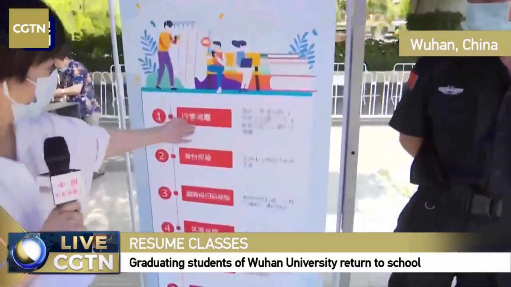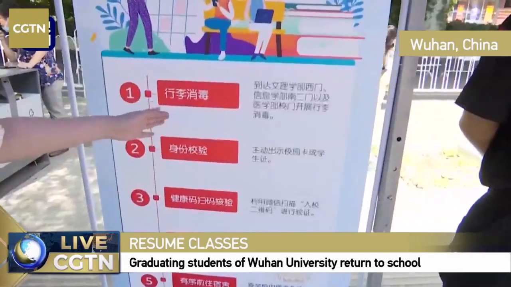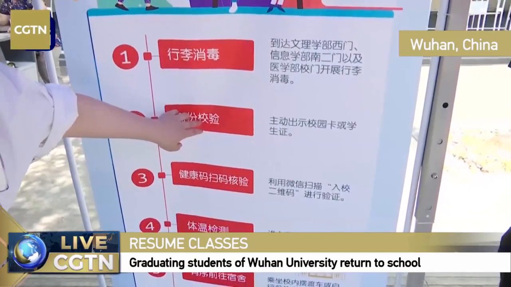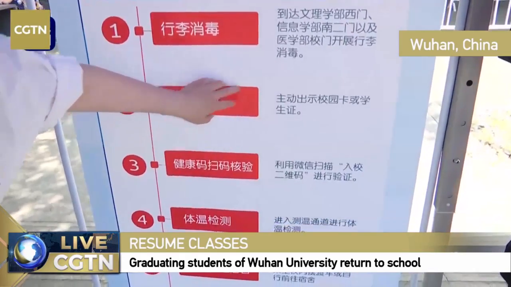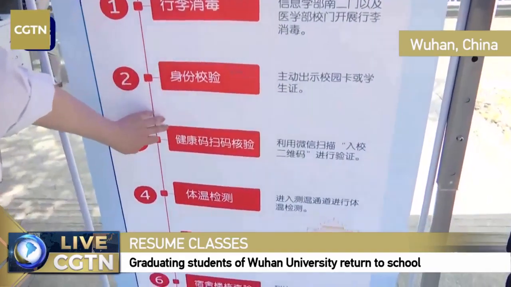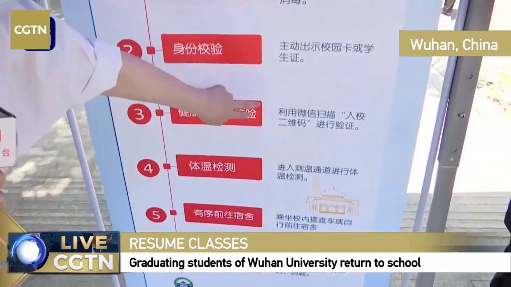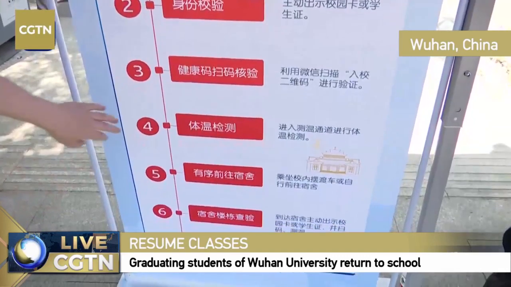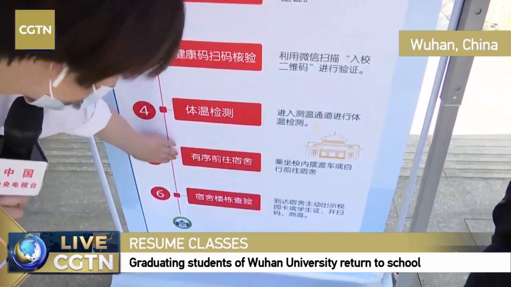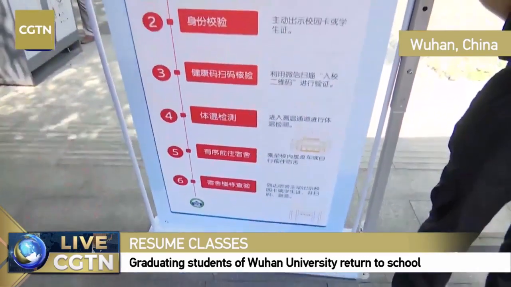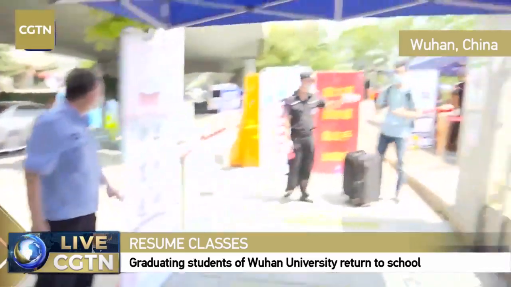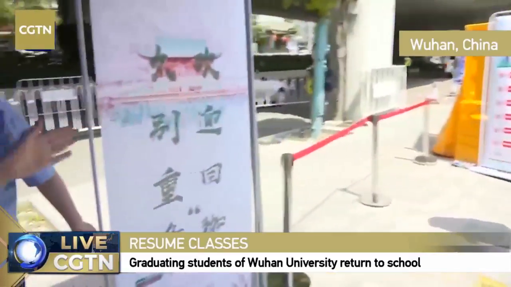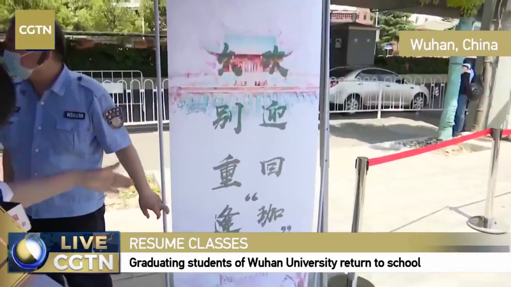Also, there's a poster identifying all of the inspection procedures. The first one is the disinfection of the luggage, and the second one is the verification of the ID. So the students have to show the Wuhan University pass or the student ID card. And the third step is that the students have to show the health code, and also take a body temperature test. And later on, they are about to enter the dormitory.